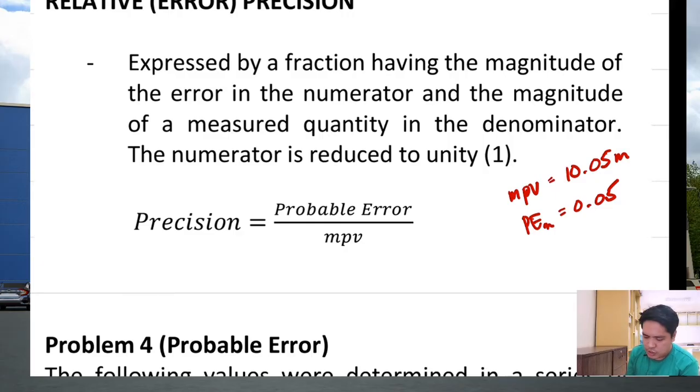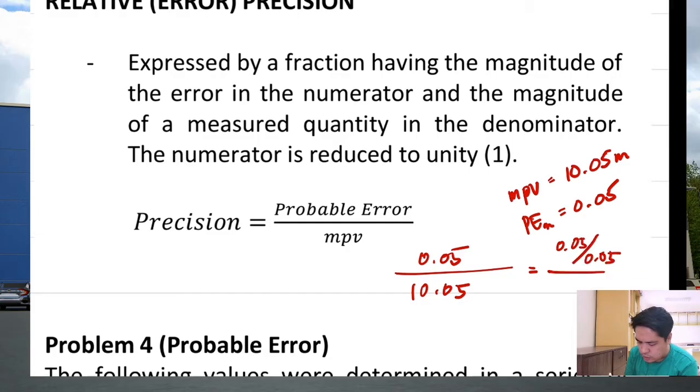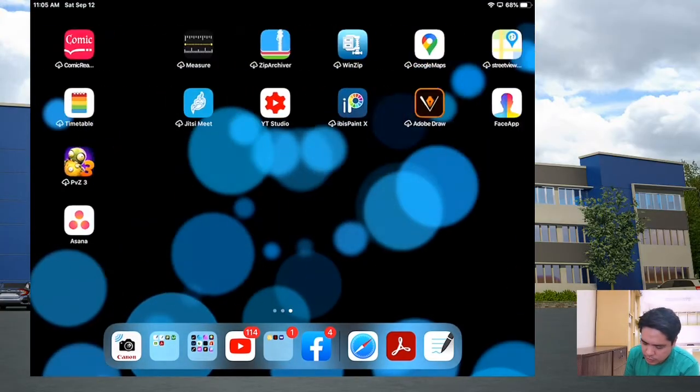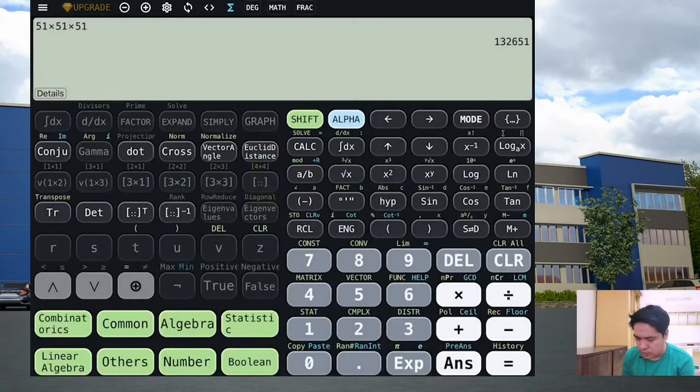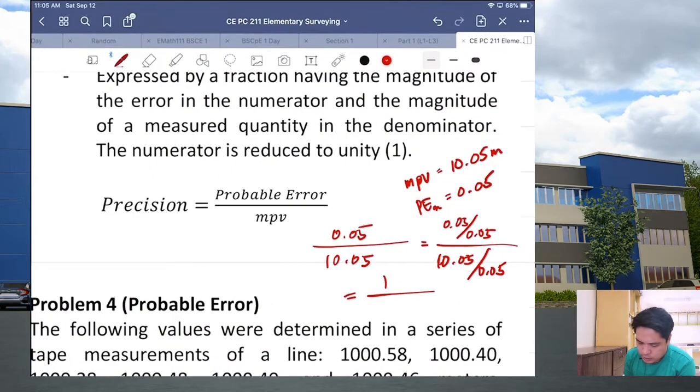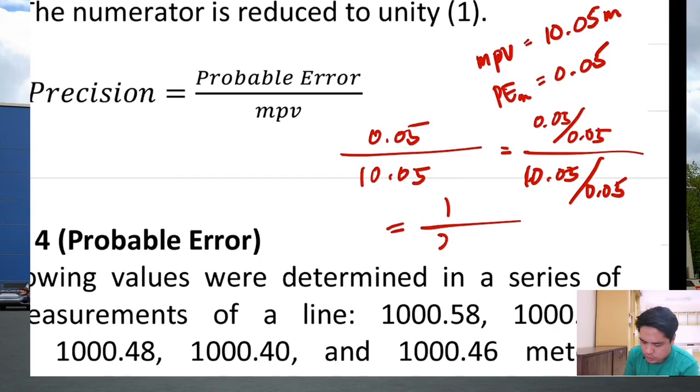Okay? So that means your relative precision is your probable error 0.05 divided by your MPV 10.05. Then you express the numerator as unity or 1. So that means divide the numerator 0.05 and also the denominator by 0.05. So your answer is 1 over, let me use the calculator, 10.05 divided by 0.05, that's 201. Or, let's round off to the nearest 100, so that's 1 over 200. So your relative precision is 1 over 200.